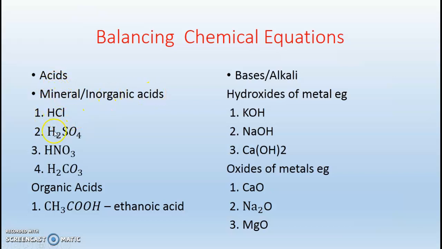Examples are HCl, tetraoxosulfate 6 acid, trioxonitrate 5 acid, and then what we call carbonic acid, trioxocarbonate 4 acid. So these are all acids. You can see that they all start with H. So this is a trick to help you: most mineral acids start with H. And then we have the organic acids, like ethanoic acid and malic acid that we find in fruits and in living things.